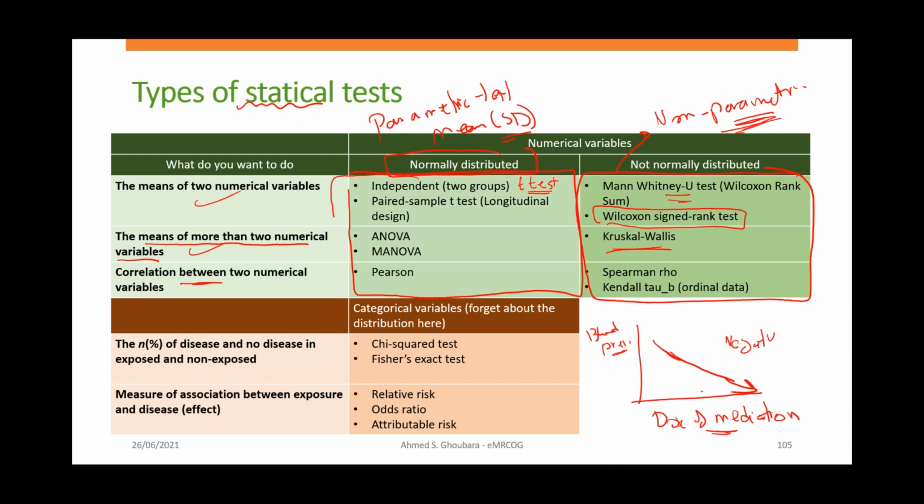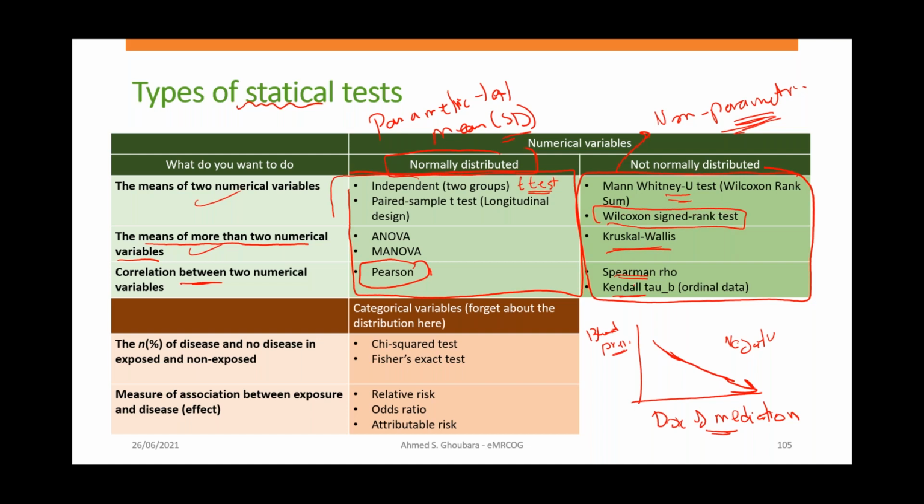Pearson correlation coefficient. Pearson is a parametric test, yeah? Every parametric test has its sister non-parametric test. Who are the sisters of Pearson? Spearman for non-parametric and Kendall for ordinal data. What do I mean by Kendall for ordinal data?